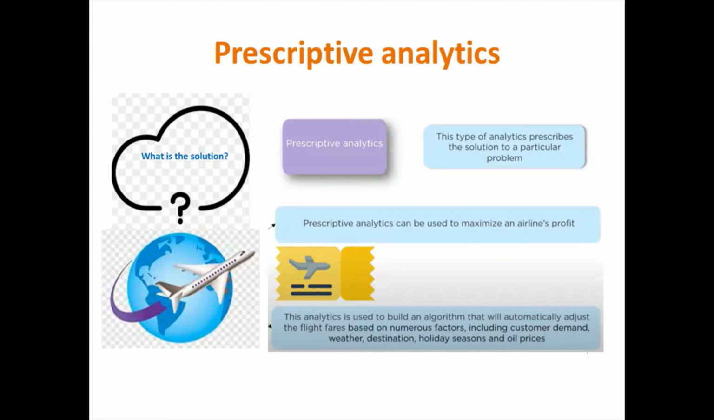You can see here it can be used to maximize an airline's profit. Here the analytics is used to build an algorithm that will automatically adjust the flight's fares based on numerous factors including customer demand, weather, destination, holiday seasons, and oil prices. And in this way it prescribes the solution to the particular problem.